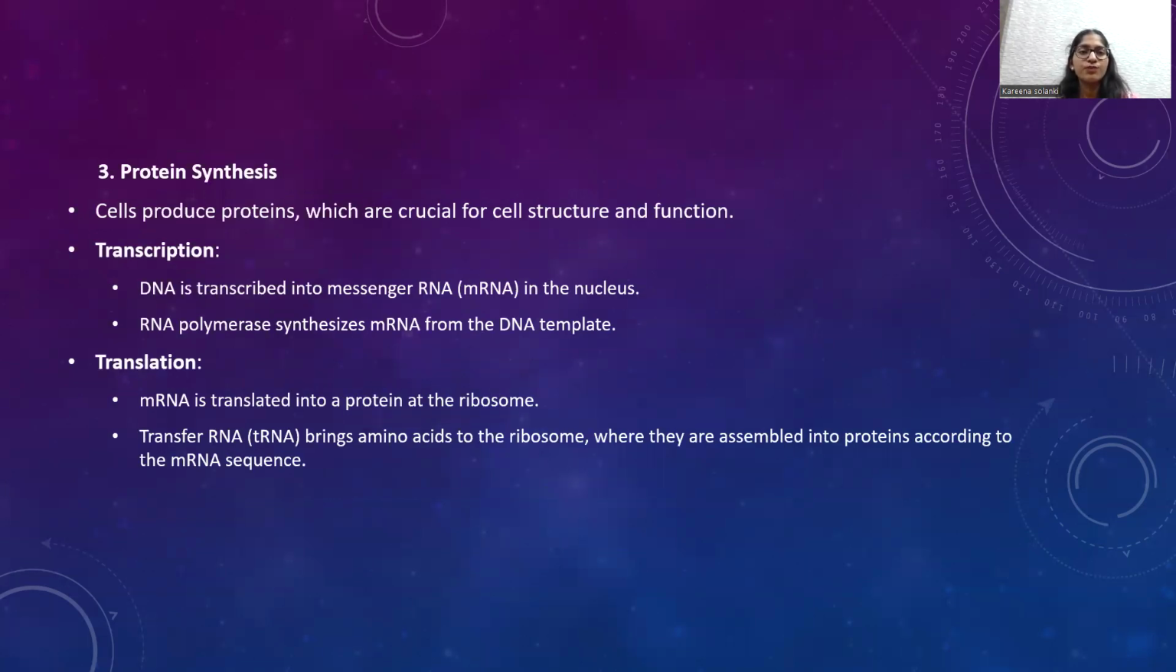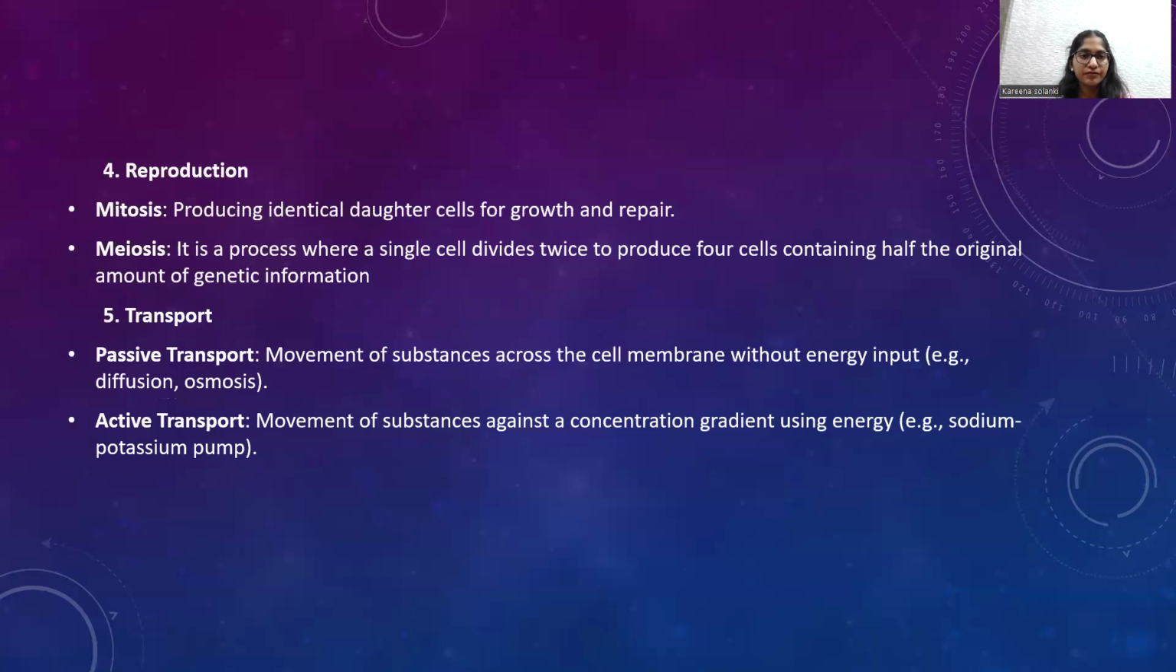Protein synthesis. Cells produce proteins which are crucial for cell structure and functions. Transcription. DNA is transcribed into messenger RNA in the nucleus. RNA polymerase synthesizes mRNA from the DNA template. The next one is translation. mRNA is translated into a protein at the ribosome. Transfer RNA brings amino acids to the ribosome where they are assembled into proteins according to the mRNA sequence.